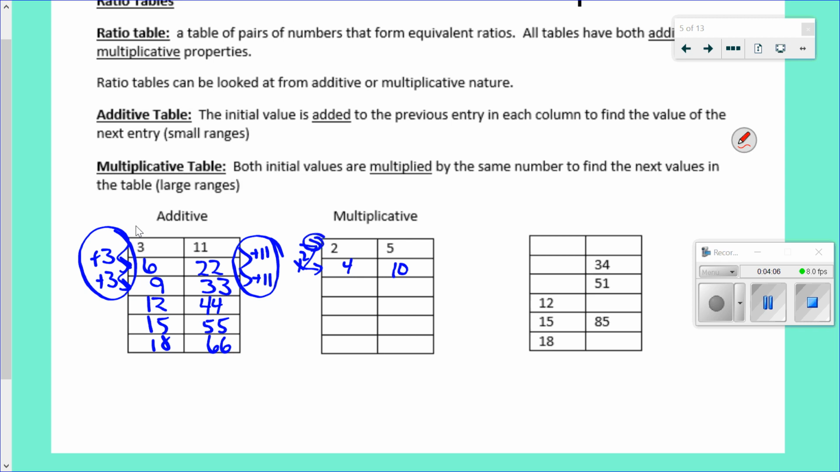Okay? Then I go back to my initial value again. I say, okay, now for my next entry, I'm going to take my initial value times 3. So what's 2 times 3? 6. 5 times 3. See how that works? Okay, then I go back to my initial value. Now I'm going to go to the 4th row. So 2 times 4 is 8. 5 times 4. Then I'm going to do the next value. So it's 5. 2 times 5 is, 5 times 5. 2 times 6. 5 times 6.